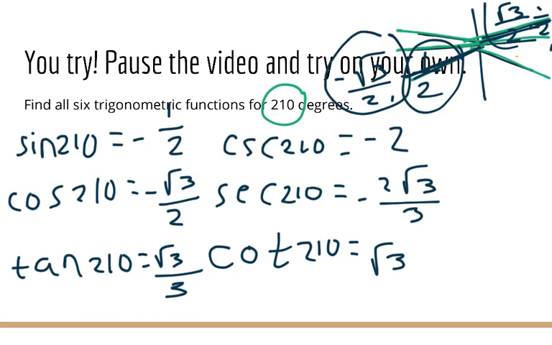Okay, check these over. Notice all of my denominators are rationalized. That's the exact form that you should have it in. And when you're ready to move on, go ahead and hit play.